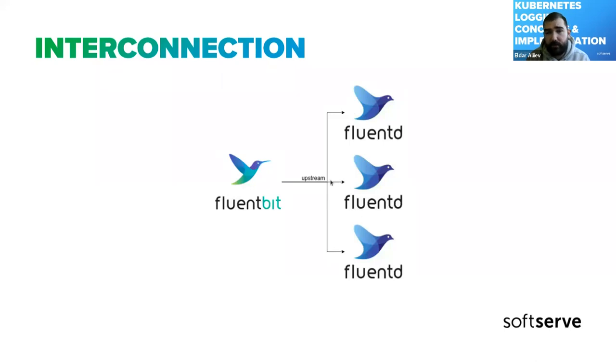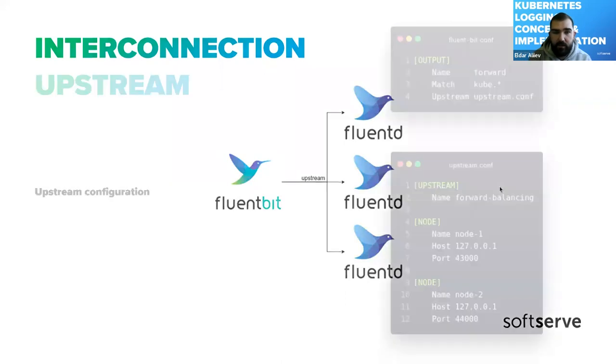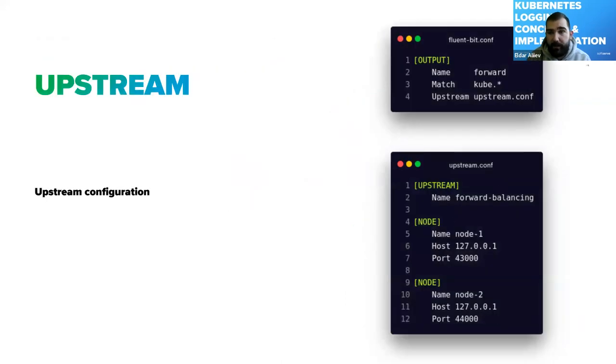But Fluent-Bit will choose to which instance of Fluent-D to send the data. So it has almost embedded load balancing inside of it. This gives us the ability to connect multiple Fluent-D instances or Fluent-Bit instances and make load balancing between them.